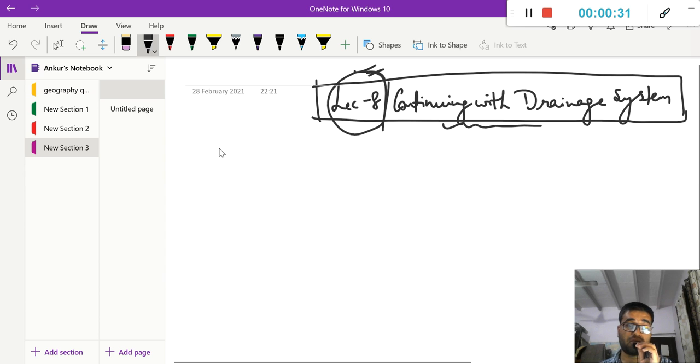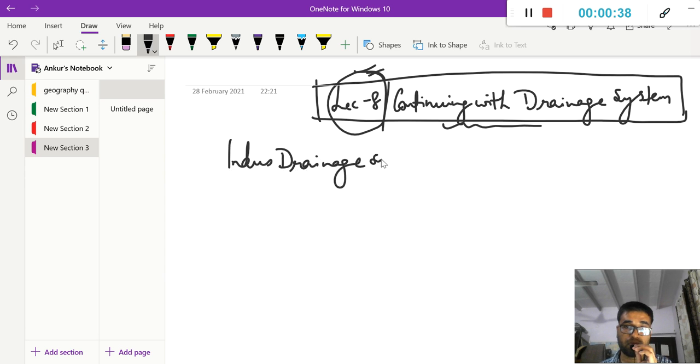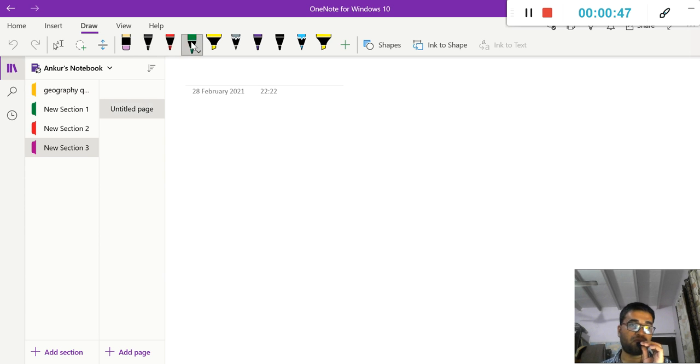So basically we will start first with the Indus drainage basin, the Indus drainage system. We will discuss the Indus drainage system first, and after that we will discuss the Ganga drainage system. So let us start with the Indus drainage system first.